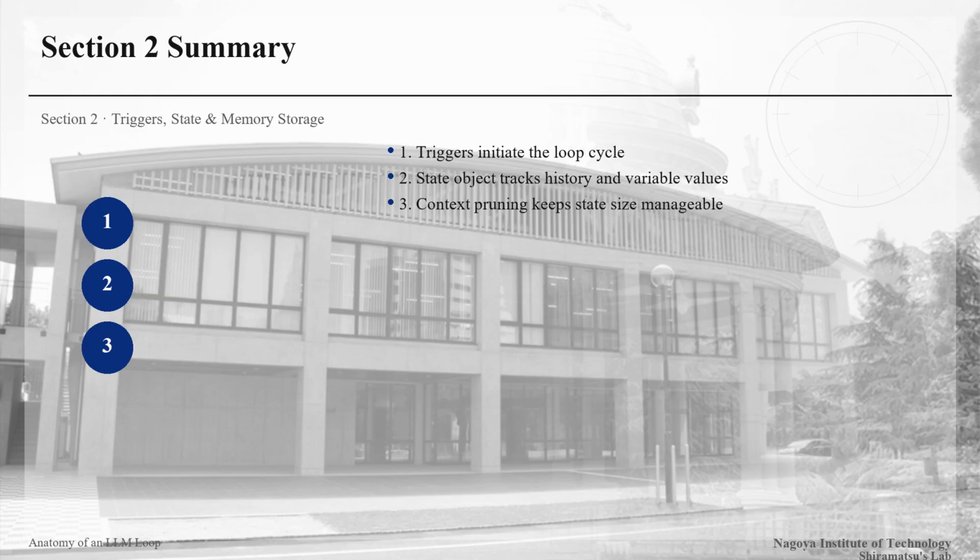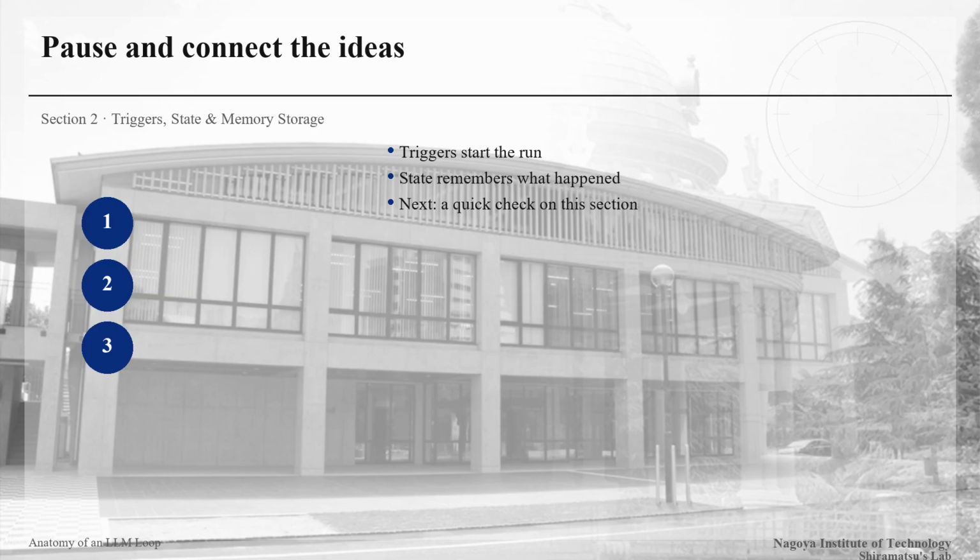Section 2 takeaways. Triggers start the cycle. State tracks history and variables, and pruning keeps memory manageable. Pause here. Triggers start the run, and state remembers what happened.